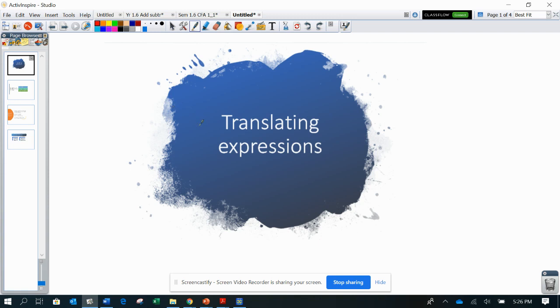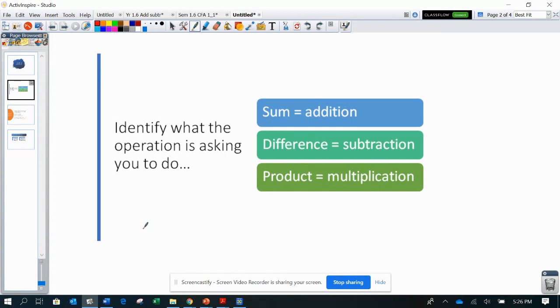I'm going to talk to you briefly about translating expressions. Let's review. If you've seen a word problem or a sentence asking you to solve or to simplify, but it uses words instead of just giving you those subtraction or addition signs or multiplication signs. Some of the words you should be used to is sum, referring to addition, difference, referring to subtraction, and product, referring to multiplication. So the first thing we need to be able to identify is what is it asking us to do?